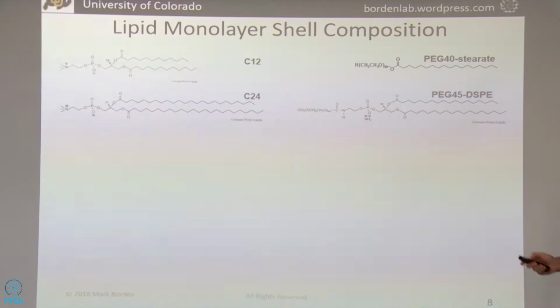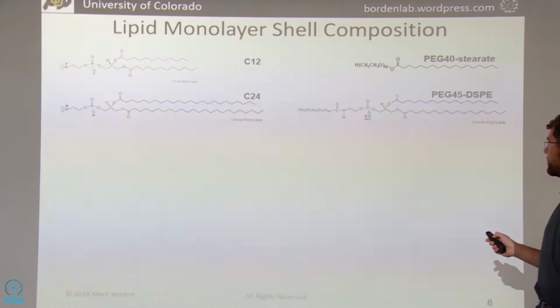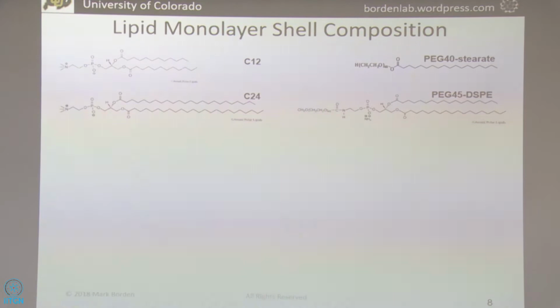Okay, and then why is this better than this? Well, it's got two hydrophobic chains, so that lowers the CMC by several orders of magnitude. And it also packs better together with these also two-chain lipids, okay? So it packs better, and it's going to stay in the monomer longer.